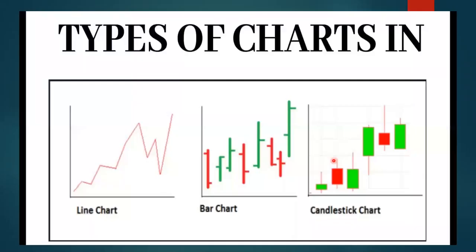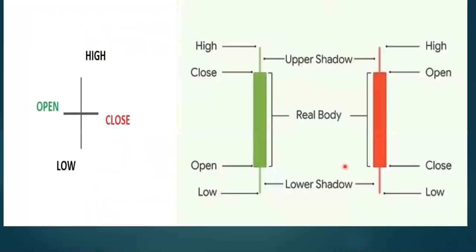We have three basic kinds of charts in Forex trading. We have a line chart, a bar chart, and a candlestick chart. This kind of chart is what we are interested in. It is the easiest to read and most user-friendly. This is the one that 90% of Forex traders use.